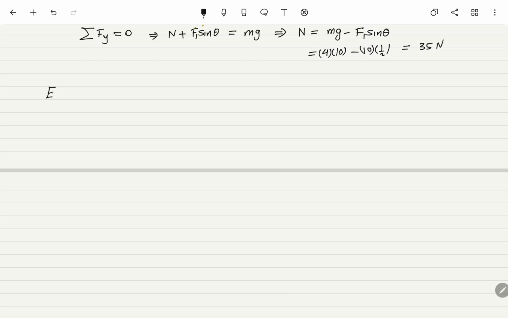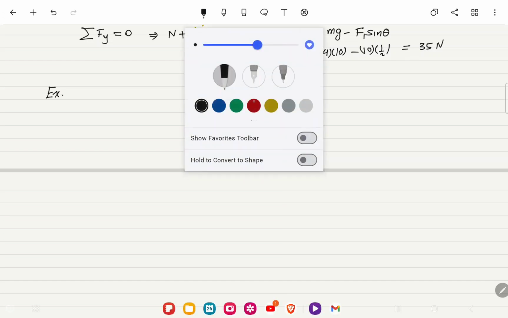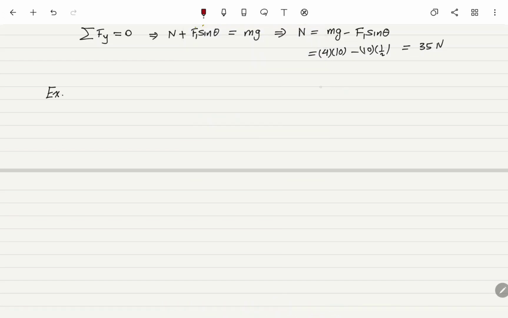Example: we have an inclined surface like this one here. This is theta, and this is the mass m. Question: show all forces acting on the block. What are the forces acting on the block?